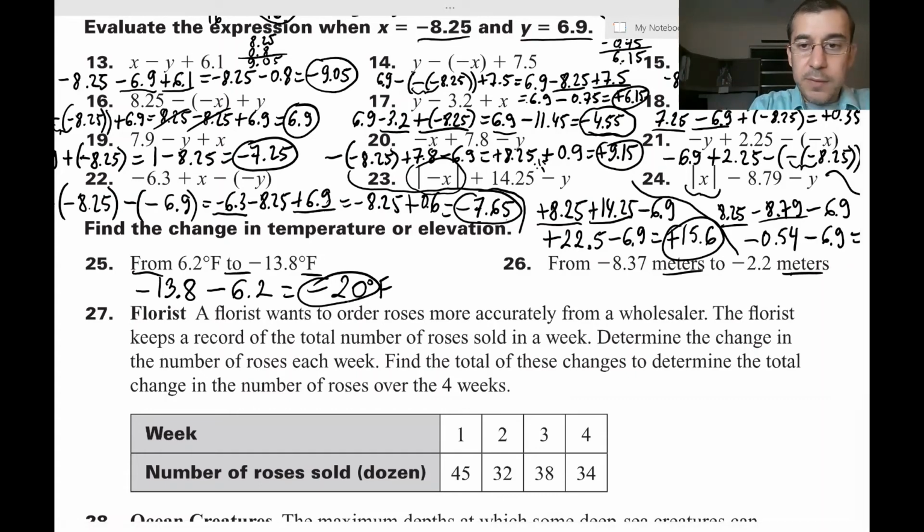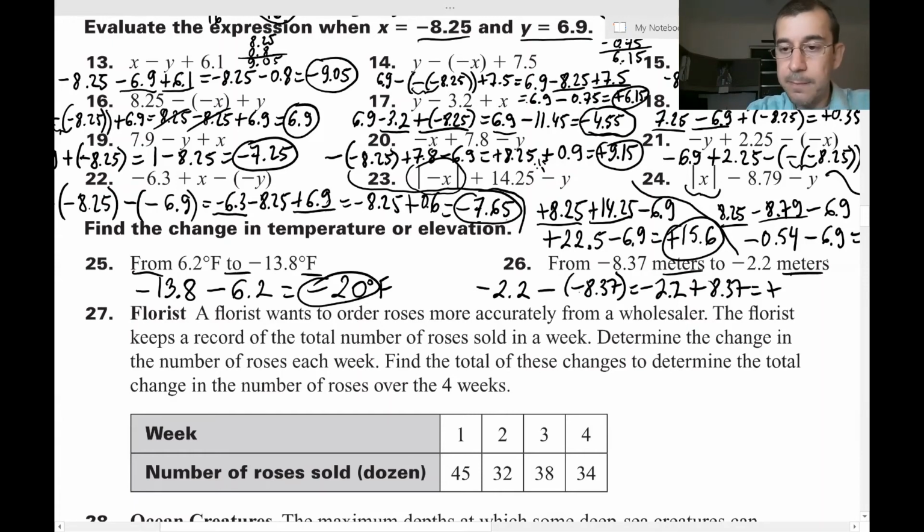So that was 25. Number 26, this will be minus 2.2 minus, and then the from is minus 8.37, or this is minus 2.2, minus and minus is plus 8.37. 8 is greater than 2, so plus, and then 8.37 minus 2.2 is 6.17. Right? If we add up 6.17 and 2.2, we get 8.37, so that is correct. So plus 6.17.